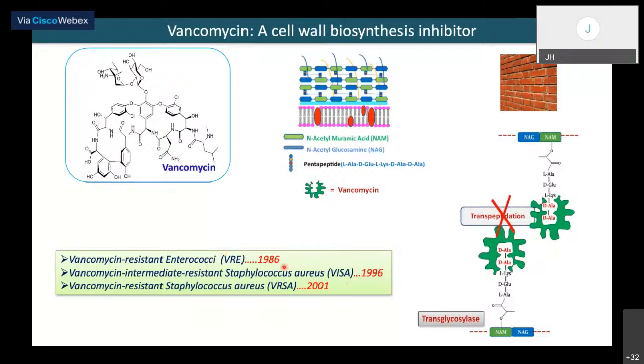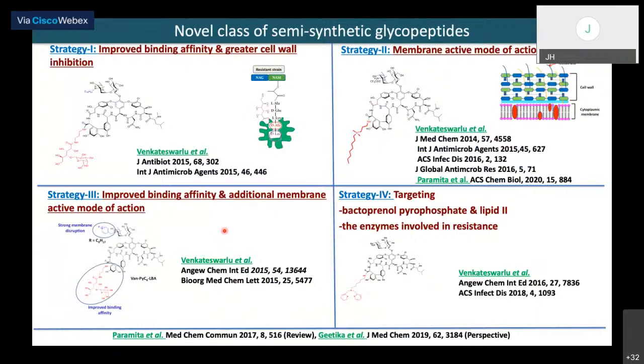And we have been working on various modifications as a semi-synthetic drug. We have modified this parent drug such that we can increase the binding constant to the target peptide, so that even if it has been modified, it can still strongly bind. Or, not only does this molecule inhibit the cell wall, we have modified it such that it can also go and target the cell membrane. So this new molecule can take care of both.